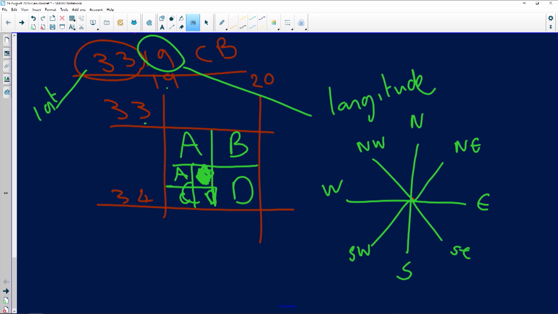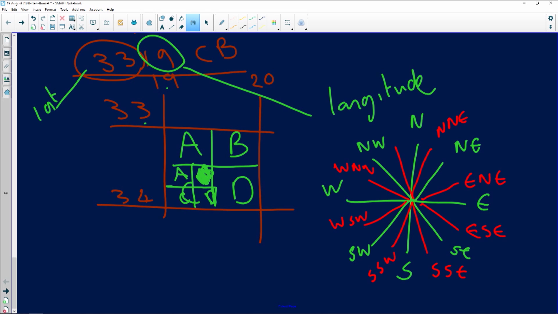Okay. In between, we have north, northeast, east, northeast, east, southeast, south, southeast, south, southwest, west, southwest, west, northwest, and north, northwest. Okay, that you should know.